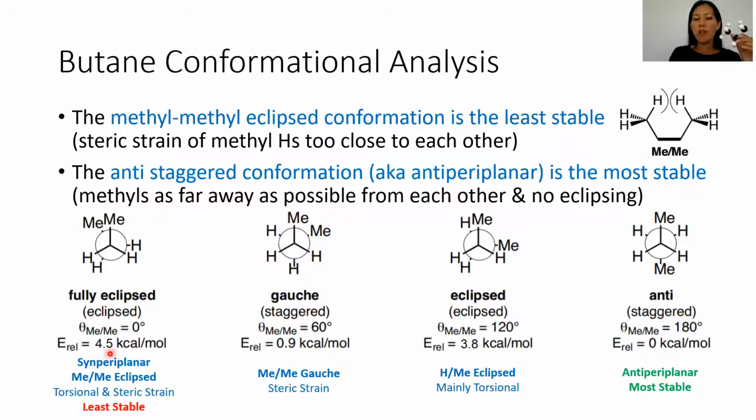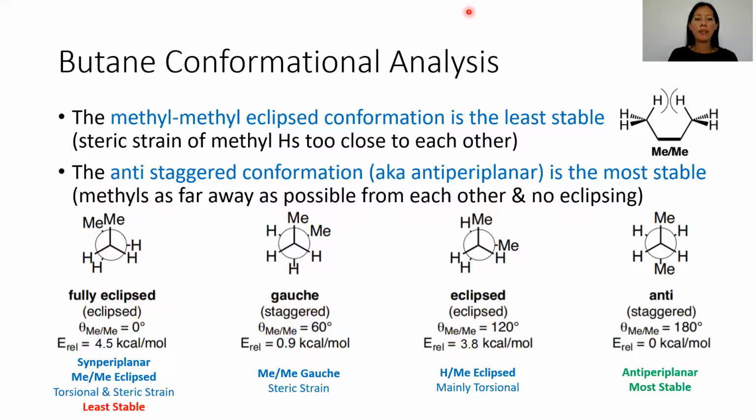This is going to cost you a lot of energy, 4.5 kcals per mole. It's because you have the steric strain, these guys bumping up against each other, and there's something called torsional strain as you pass each other in this eclipsed interaction. So the most offensive is this. The next most offensive is the other eclipsed, where it's methyl H eclipsed. And then the gauche. The gauche will cost you almost 1 kcal per mole. And then the anti.